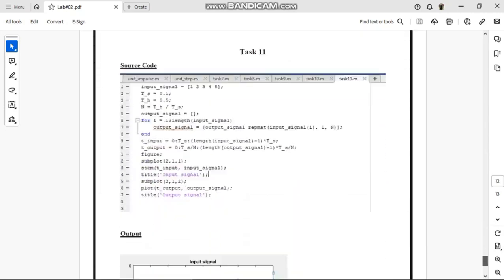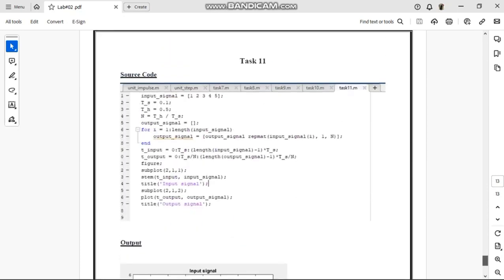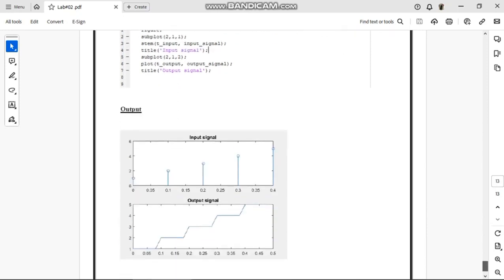Moving on to our last signal, which is first order hold. The input signal is shown as 1, 2, 3, 4, 5 first of all. Then we have given T of S is equal to 0.1 and T of H is equal to 0.5. Then we use the following formula: N is equal to T of H divided by T of S. Then I used the for loop and the figure subplot. Then I gave the title as input signal, subplot 2 1 2. Then plot command, T output signal, and then gave the name to the second as the output signal. You can see the output.